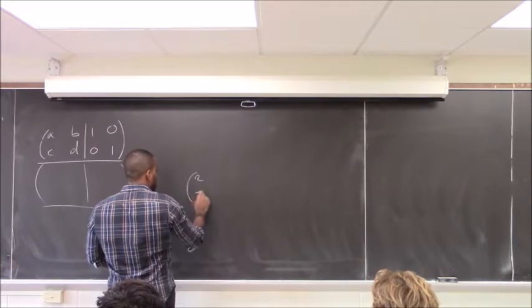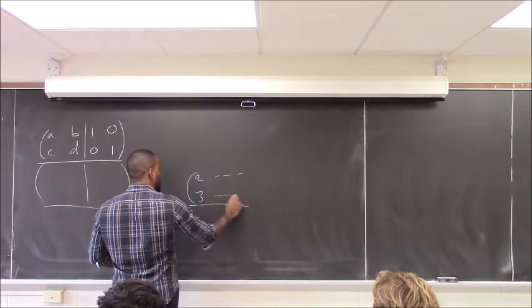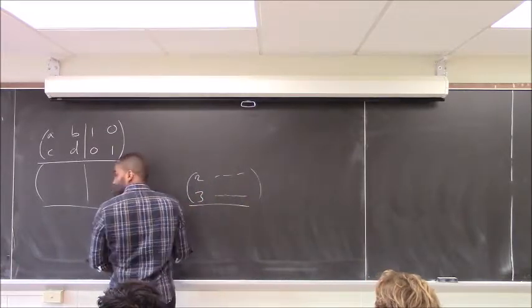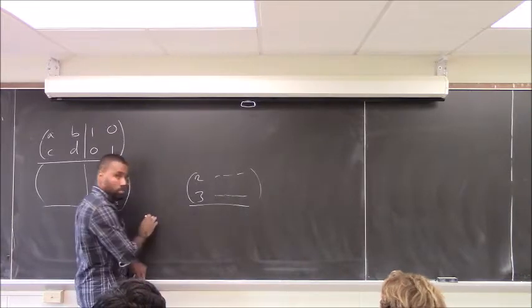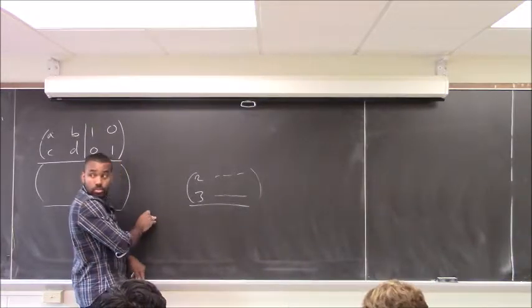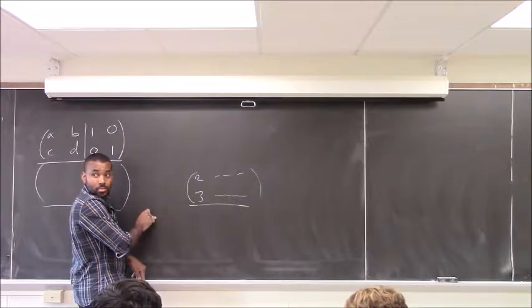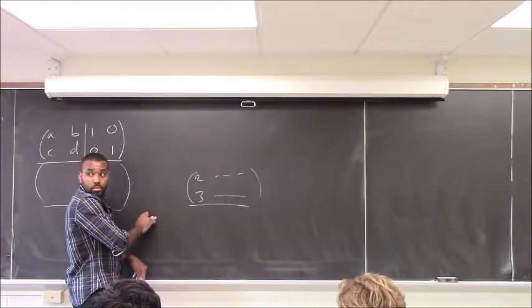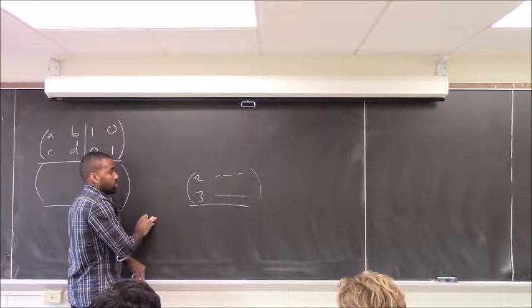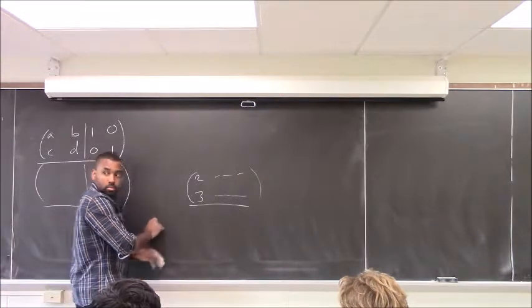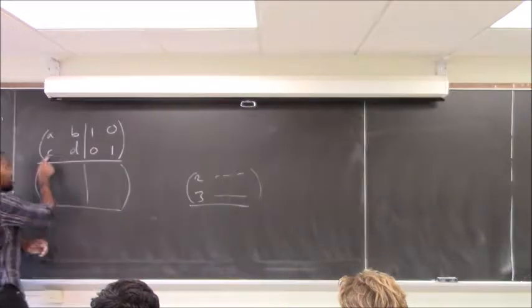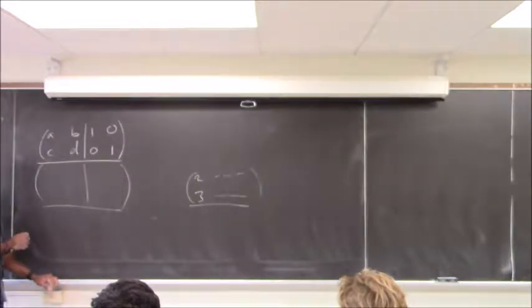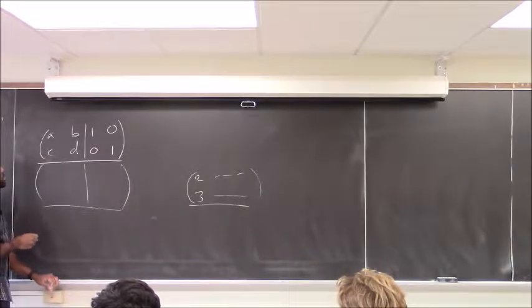Let's say you had a 2 and a 3. How do you make that a 0? You can multiply the bottom by 2 and the top by 3 and subtract it. Okay. How do you make this a 0? So multiply the bottom by A and the top by C, etc.